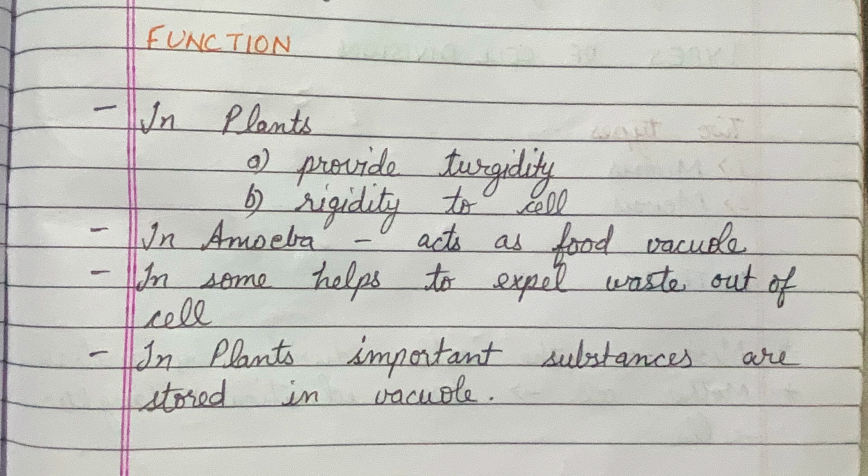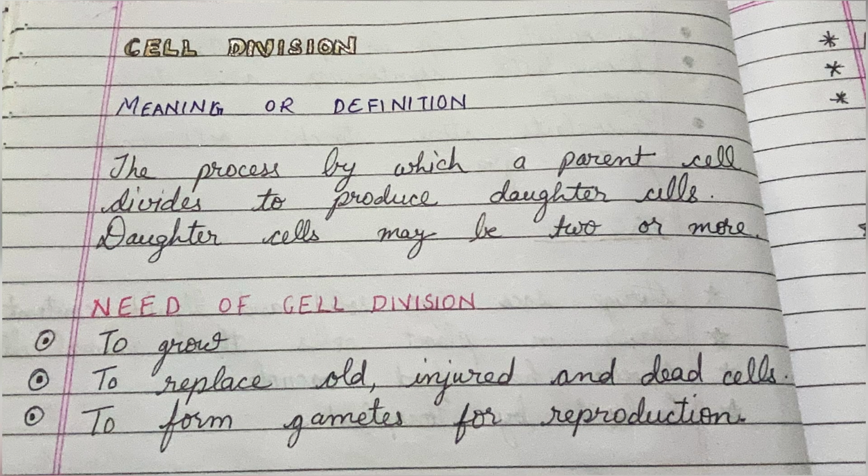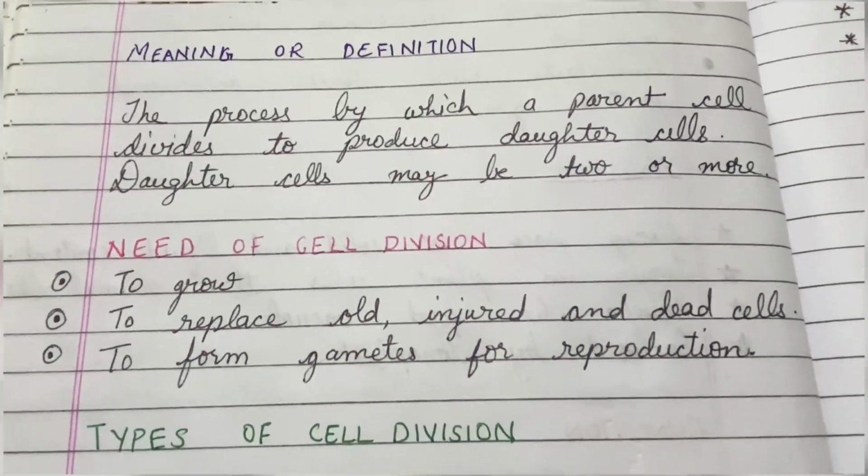These were the cell organelles that were involved in the cellular life processes. But as the time passes by, the cells grow old and eventually they die. So, to remain, they need to produce new cells, for which cell division is required. So, what is cell division? Cell division is the process by which a parent cell divides to produce new offspring or daughter cells. The daughter cells may be two or more in number. Now the question arises, why is cell division needed? Cell division is needed to grow, to replace old, injured, and dead cells, and to form gametes for reproduction.